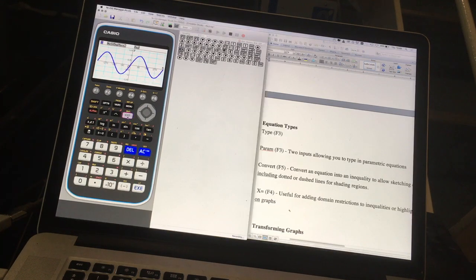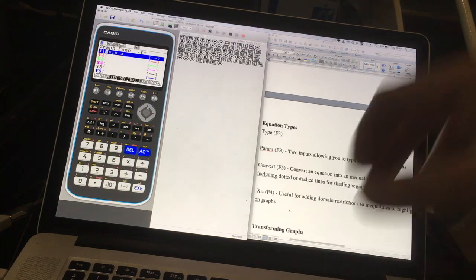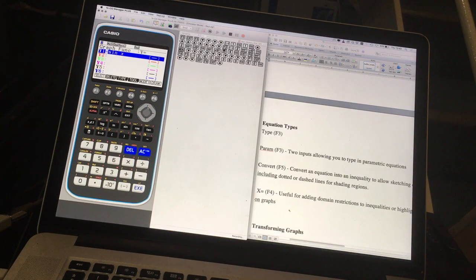If you go back, we've got a few different types of equations we can plot. At the moment we just plotted y equals. Less of an issue for first years, but second years might want to plot parametric equations. If you want to plot parametrics, you go to type and then choose param. It will now set me up with 2 available slots to plot one function.